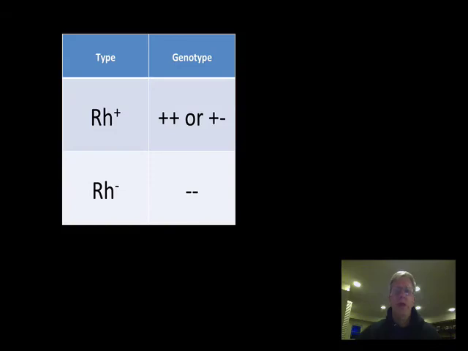As far as genetically, the gene for Rh factor is a dominant gene, and you can again be homozygous, where you would have two alleles for Rh factor, or you could have one allele and the recessive for negative. Both of these would result in Rh positive, and if you have two recessive alleles, you would be Rh negative.